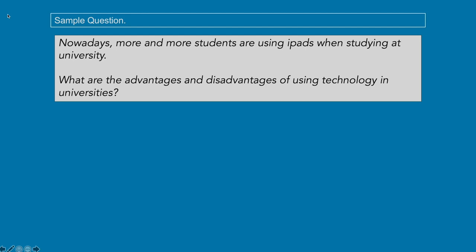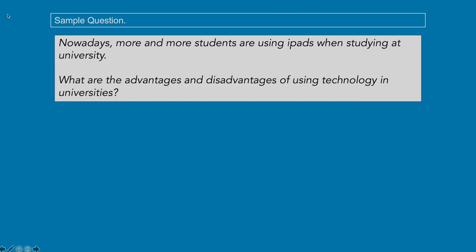So let's jump over to the screen where I will write out a model introduction paragraph for the advantages and disadvantages question using this method that I've explained. So for this example, we will use the following advantages and disadvantages question. Nowadays, more and more students are using iPads when studying at university. What are the advantages and disadvantages of using technology in universities?